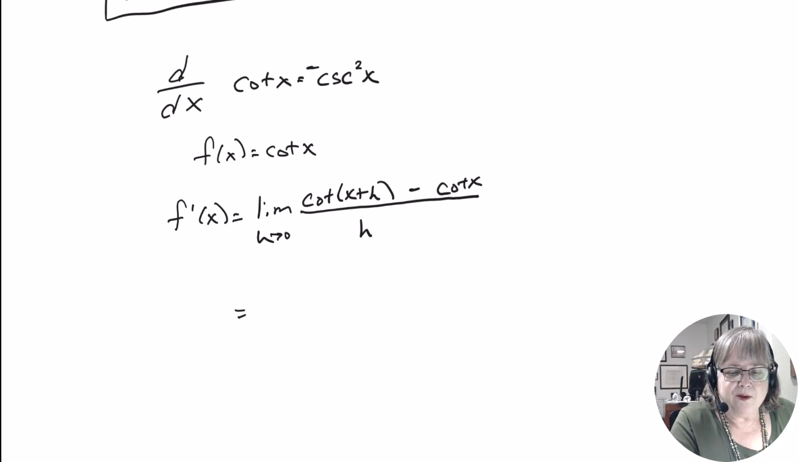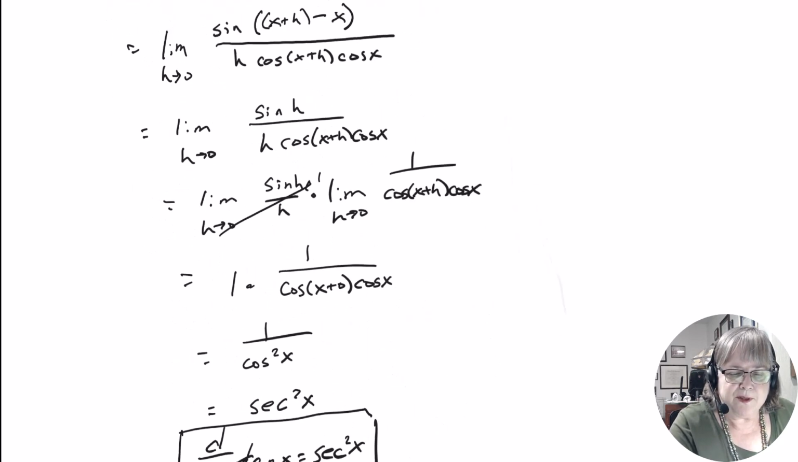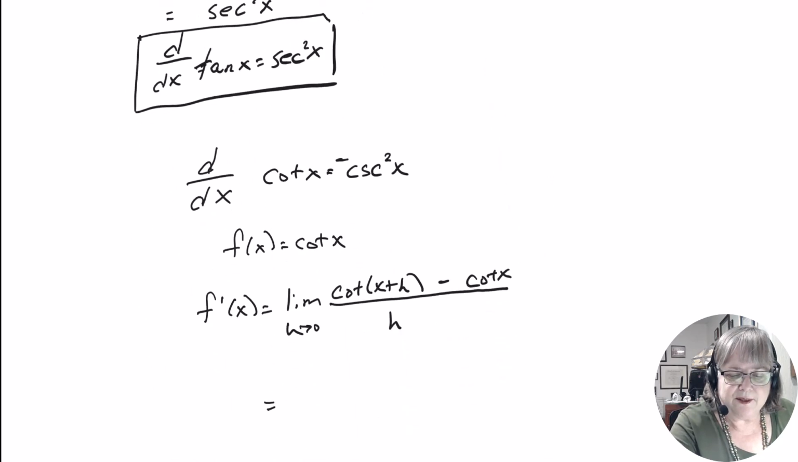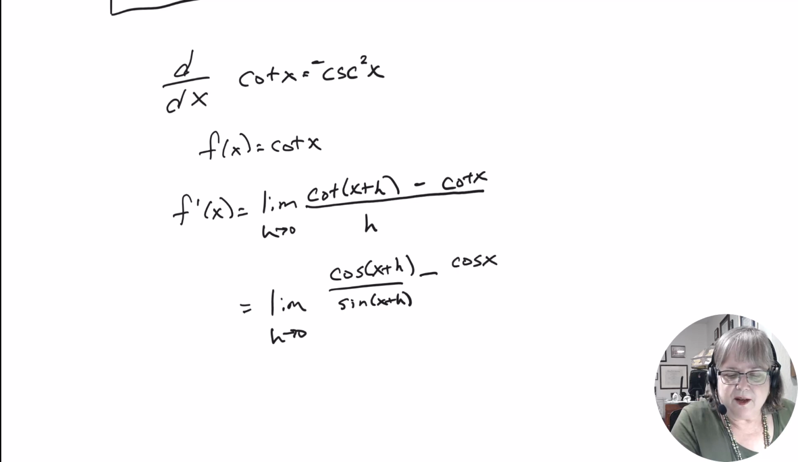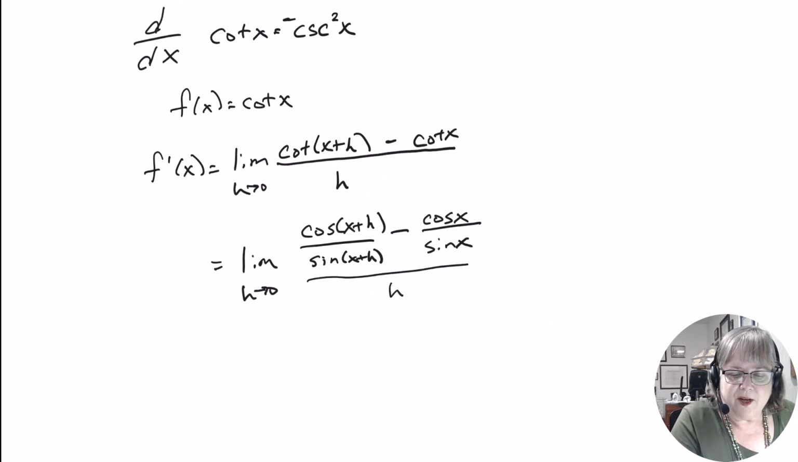And we are going to use kind of the same principle up here where we changed it to sines and cosines. So we would have the limit as h goes to 0, and cotangent is cosine over sine, so cosine of x plus h over sine of x plus h minus cosine of x over sine of x, over h. And once again, we have a complex fraction limit.